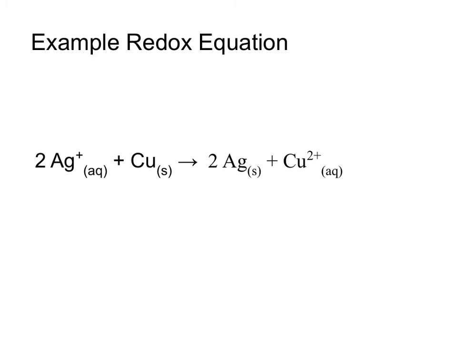So let's look at an example of a redox reaction and what's actually happening with the oxidation numbers in our reaction. We can see initially that we have 2 silver plus ions, and so our oxidation number on silver is going to be +1 since it's a monatomic ion. Copper is going to have an oxidation number of 0 since it's in its elemental form. On the product side, silver now has an oxidation number of 0 as it is in its elemental form, whereas copper is now a monatomic ion with a charge of +2, and so it will have an oxidation number of +2.